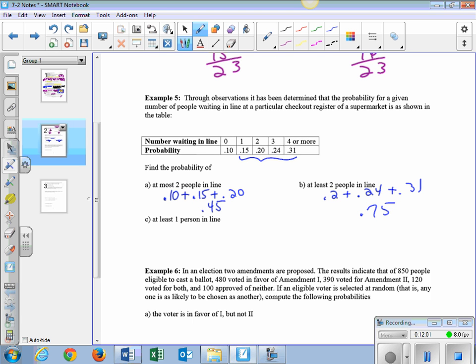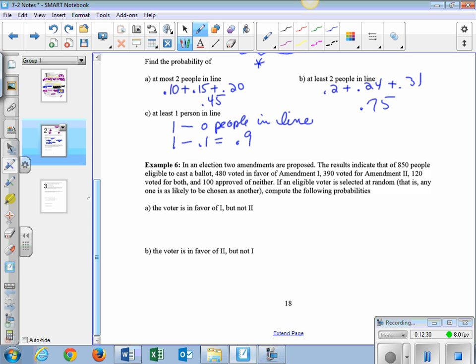Now let's do our complement. Couldn't I do 1 minus what I don't want? I don't want 0 people in line. So I could possibly think about that complement rule that we talked about earlier. So I'd have 1 minus 0.1, which is 0.9. And if you add these 4 numbers together here, 0.15, 0.2, 0.24, 0.31, you will get 0.9. So it doesn't matter which way you do it.